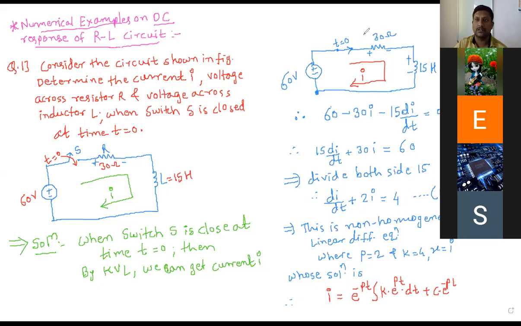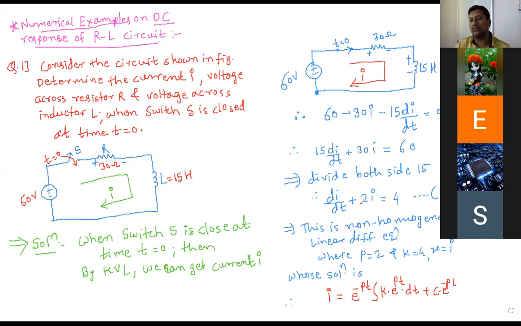So this is the first page. Now we can move towards the next point. Did you understand? When the switch is closed at time equal to 0, the current I will circulate, and that we can find out by applying the KVL here. So KVL we applied in a clockwise direction, and I got equation number 1. So this is a non-homogeneous linear differential equation.